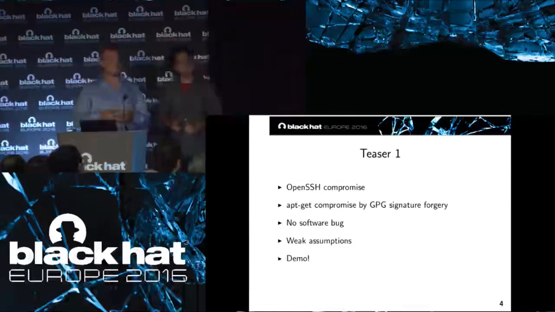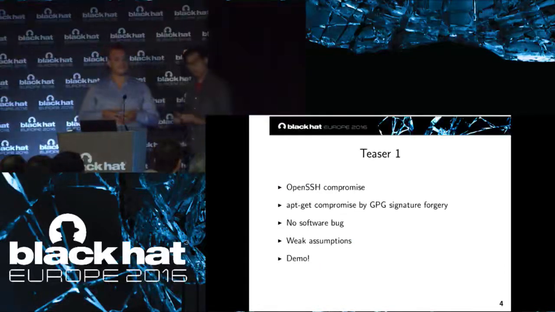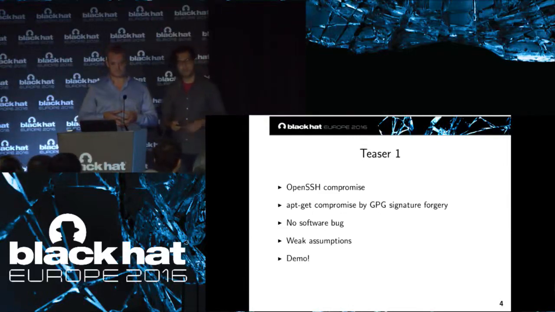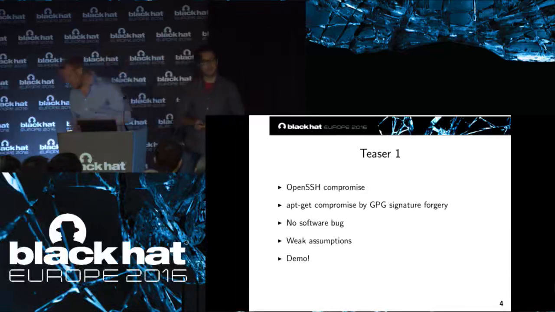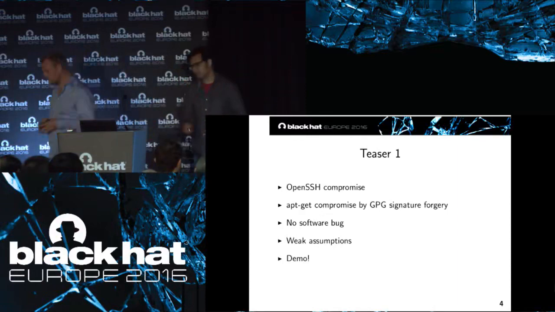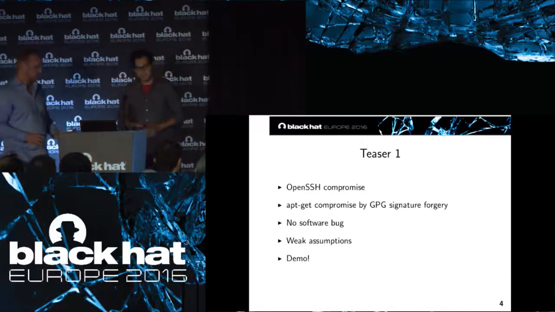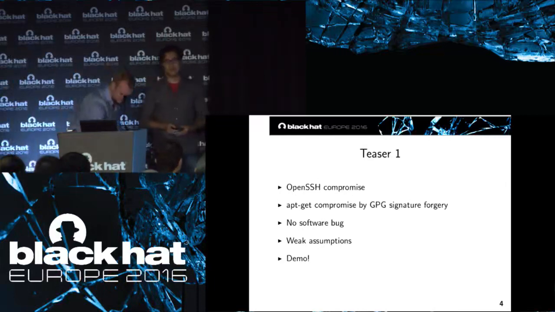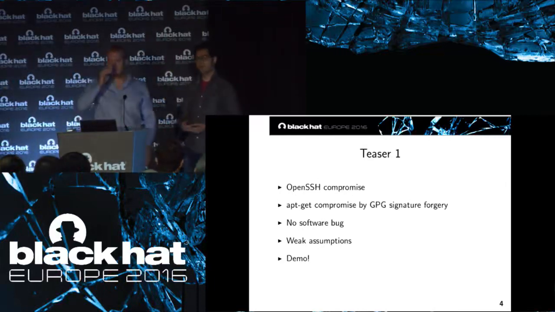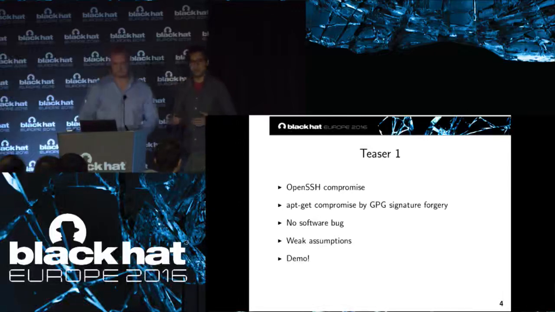There are a bunch of things that we're going to show you. We're going to show you, as I said, an OpenSSH compromise. We're going to show you how you could use this Flip Feng Shui method to compromise apt-get and forge GPG signatures so that a victim VM could install packages without it being bothered that it is not a package that it should install. And all of these things that we're going to show you, they don't rely on any software bug. They only rely on a hardware glitch. And they all rely on weak assumptions.